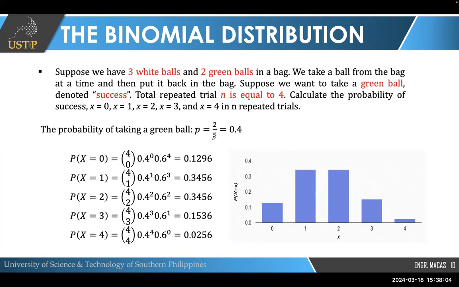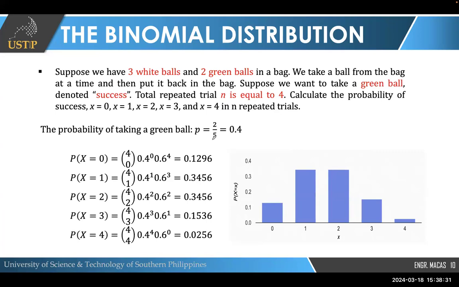It fits because it has only 2 outcomes, white and green. The outcomes are independent. If I return the first ball I got, the probability on my second trial is not affected, because I put the ball back. Nothing changed in my condition. Next, the probability of success is going to be the same.